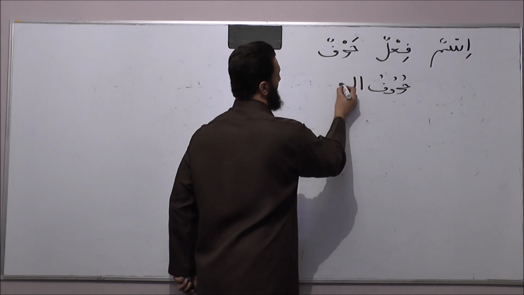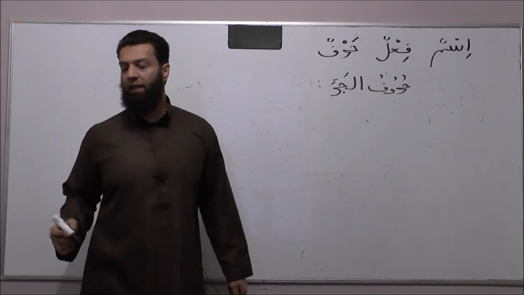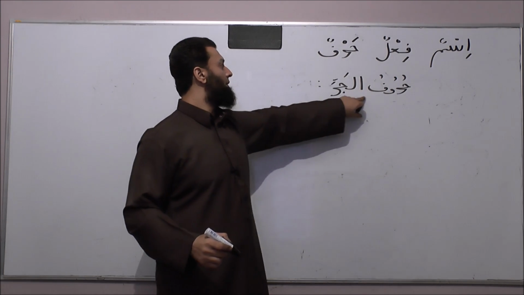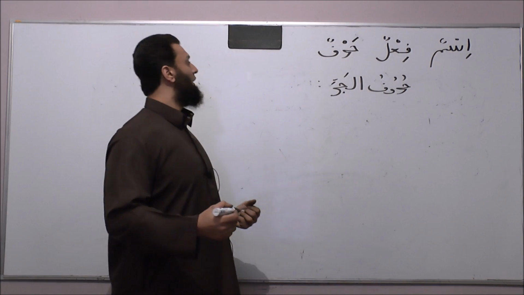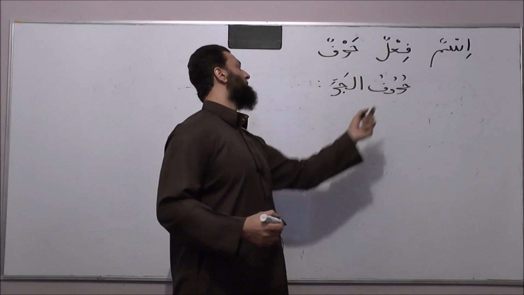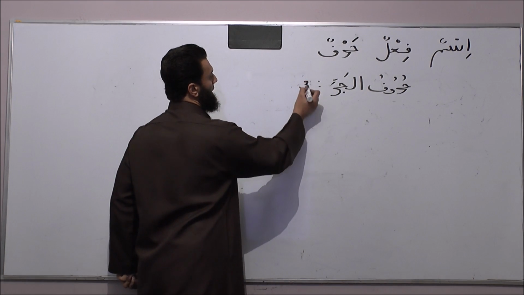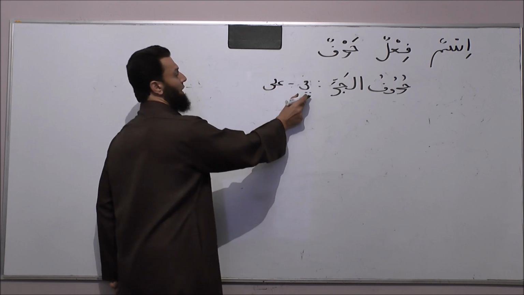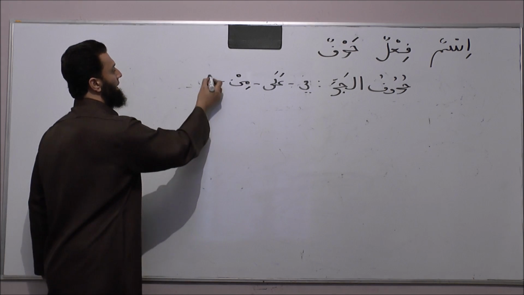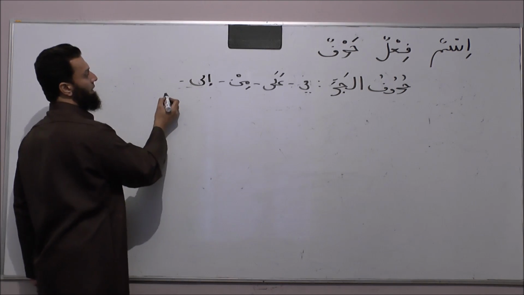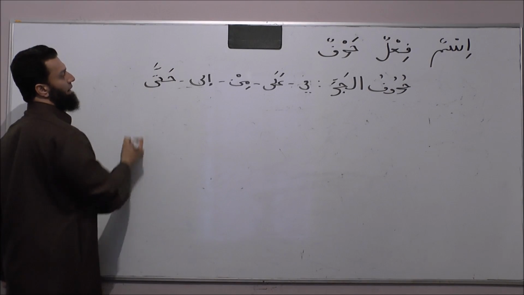Haruf al-jarri is the letters of dragging, meaning we're going to drag them down, or we're going to drag the word down because of these particular haruf. And the common ones, for example, are fi, which means in, ala, on, min, from, ila, to, and there are a number of others too, hatta, and so on and so forth.